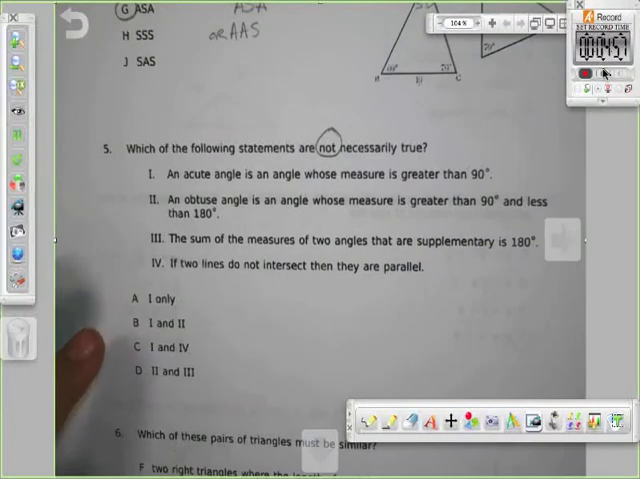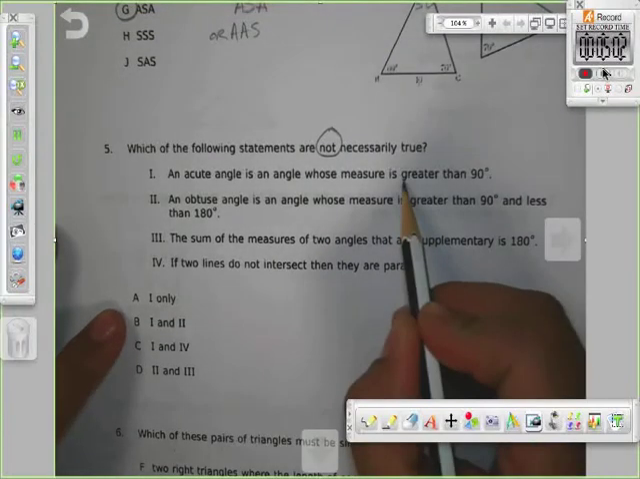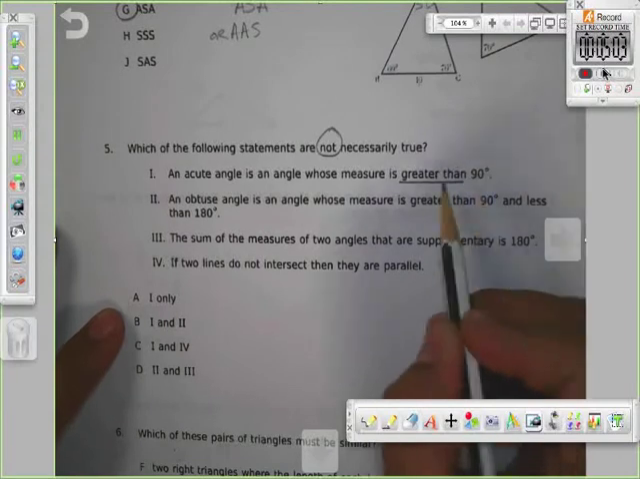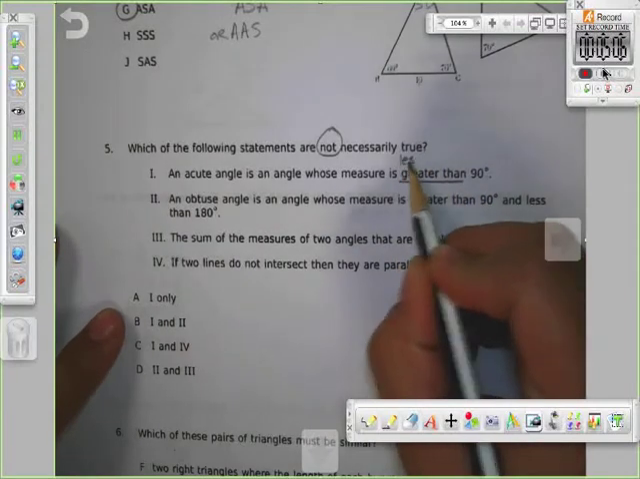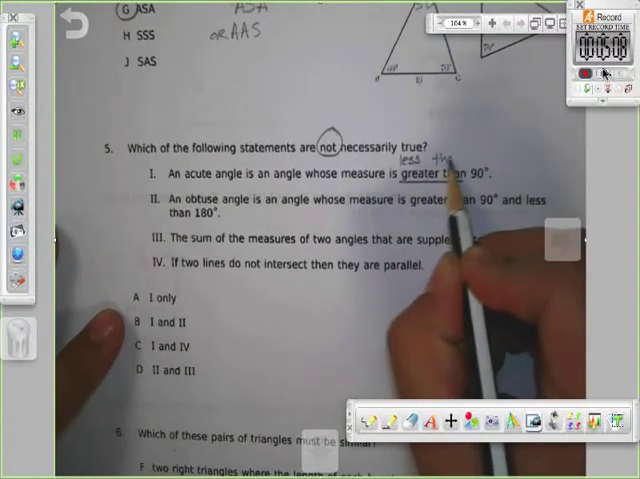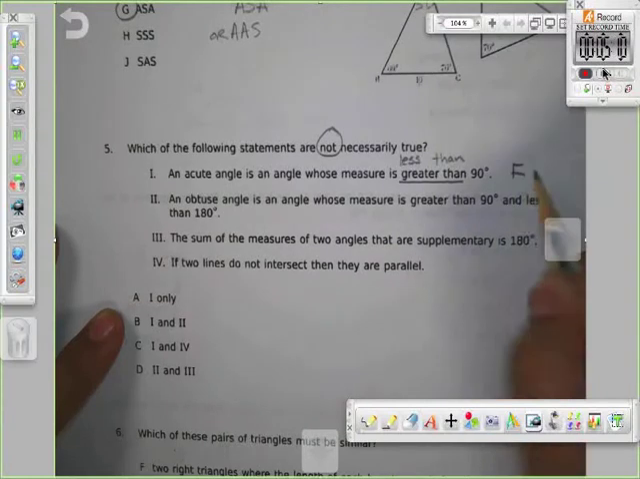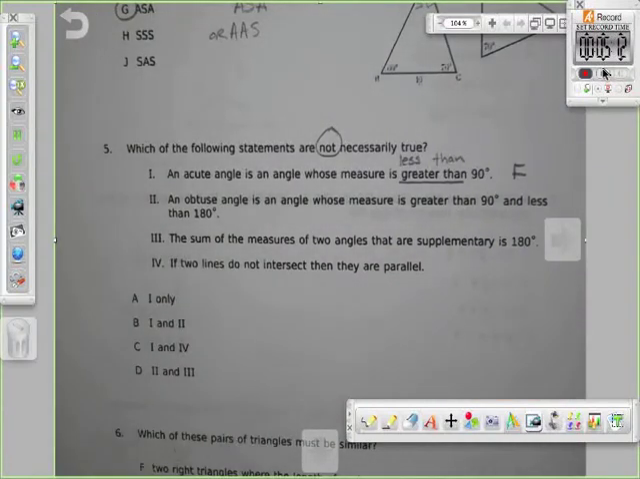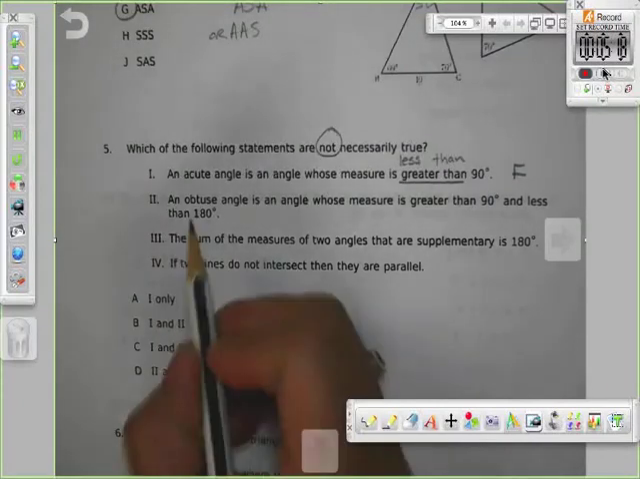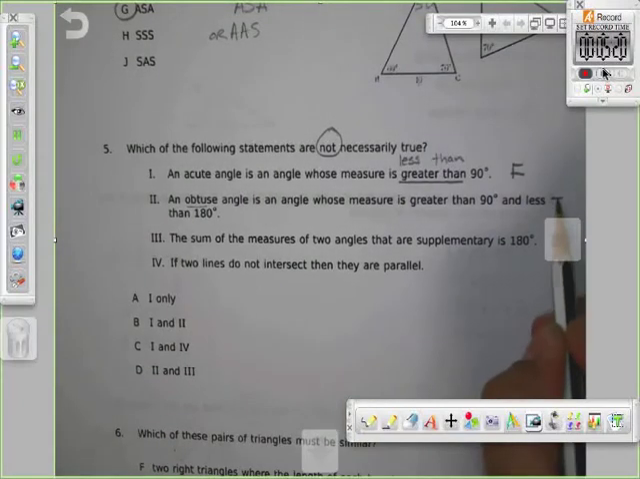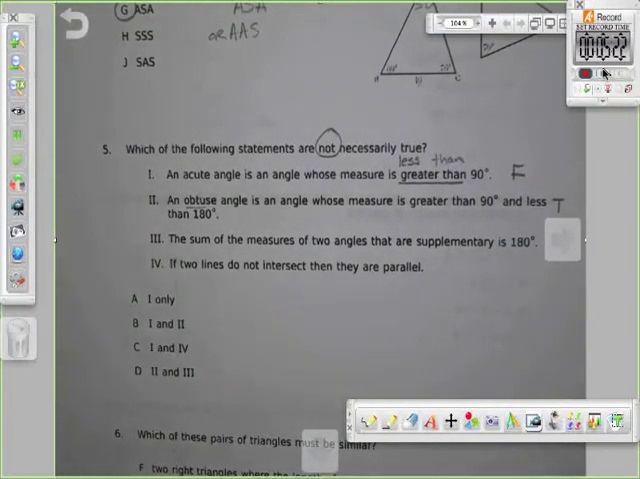5. Which of the following statements are not necessarily true? An acute angle is an angle whose measure is, now this is incorrect, greater than 90. It should be less than, because an acute angle is less than 90. So this is a false statement. And it says in number 2, an obtuse angle is an angle whose measure is greater than 90 and less than 180. That is true for an obtuse angle, so I'll just move on.